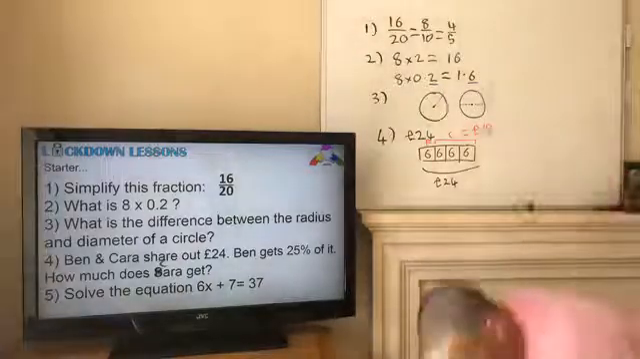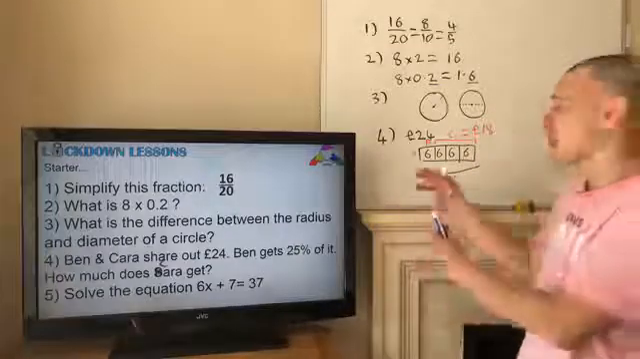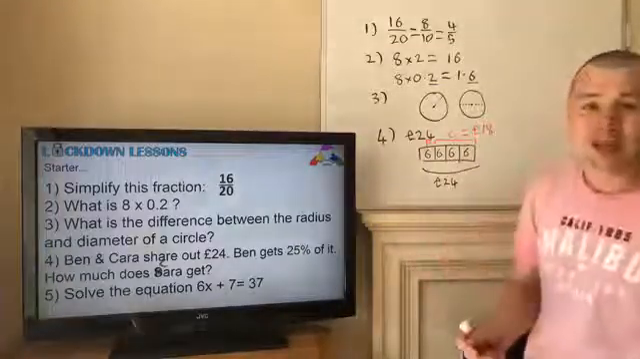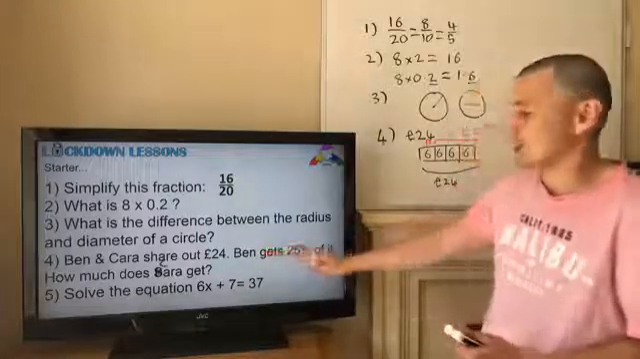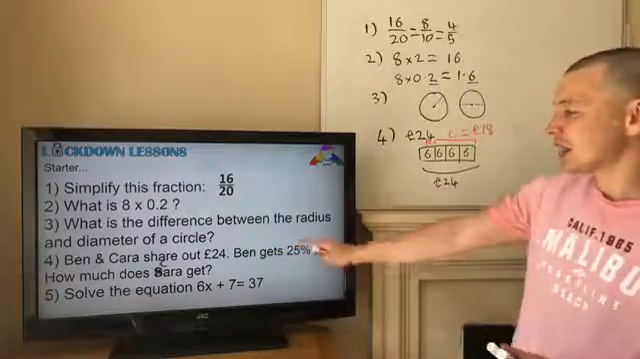The bar method, if there's one time you're not going to use a bar, it's maybe for percentages, as long as you know how to find 25% and read the question carefully. It doesn't say how much does Ben get, it says how much does Cara get.